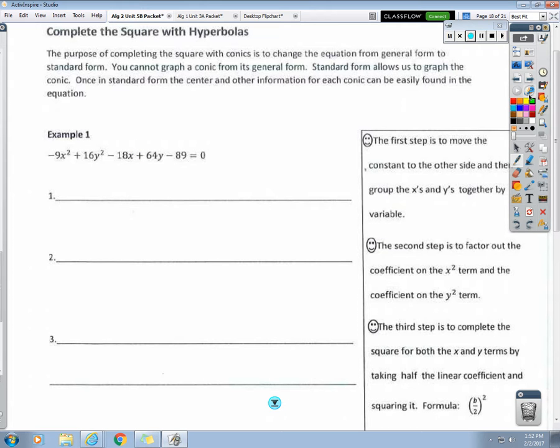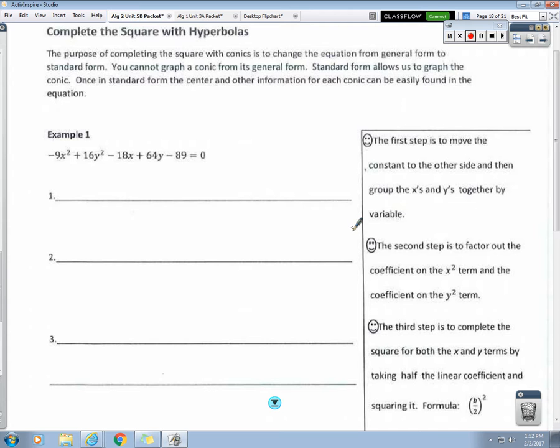Okay, the first step is to move the constant to the other side and group the x's and the y's together by variable. So look, I'm going to take that negative 9x squared and group it with the negative 18x. There's a very minor difference between this and ellipses, okay? And then you're going to take the 16y squared and group it with the 64y. And then you're going to move the 89 to the other side, and since it's minus 89, you'll add it over there and it'll become positive 89.